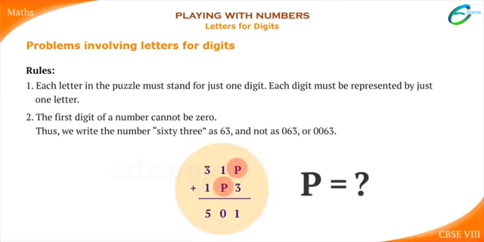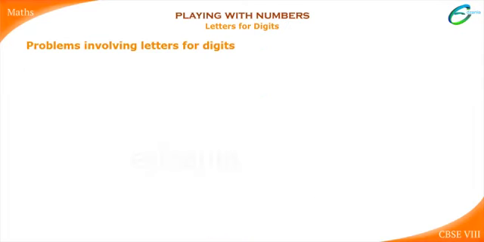We have to find P in the given addition. There is just one letter P whose value we have to find. Study the addition in the ones column. From P plus 3, we get 1, that is, a number whose ones digit is 1. For this to happen, the digit P should be 8. So the puzzle is solved. Let us consider another example.